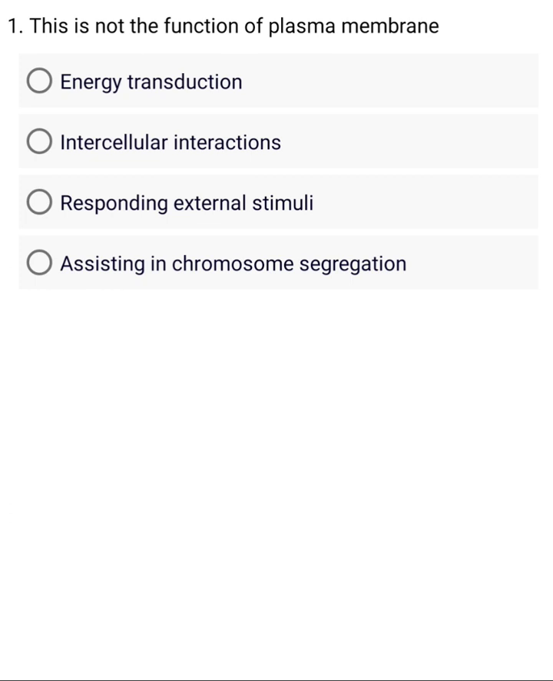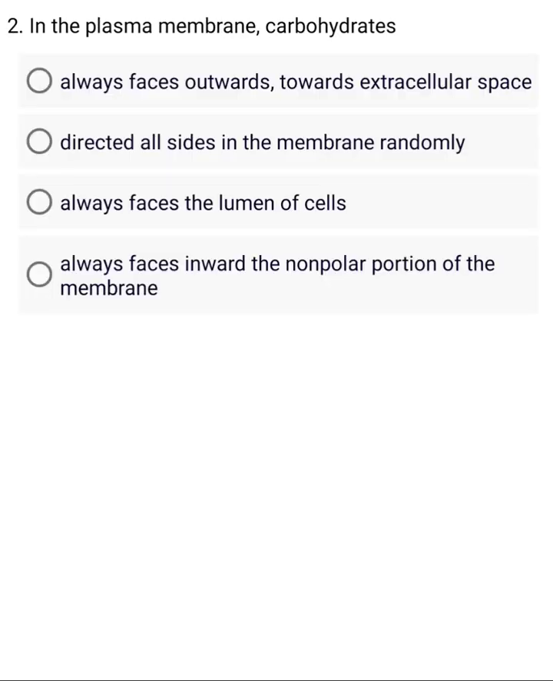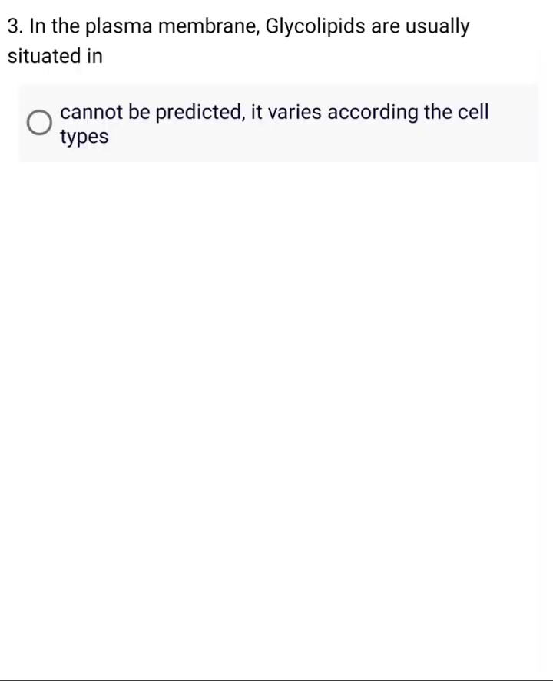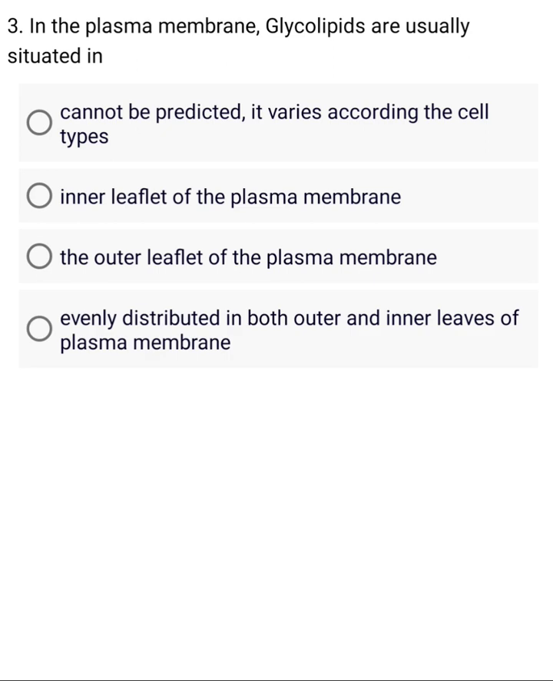This is not the function of plasma membrane. A. Energy transduction. B. Intercellular interactions. C. Responding to external stimuli. D. Assisting in chromosome segregation. Right. In the plasma membrane, carbohydrates A. Always face outwards, towards extracellular space. Right. In the plasma membrane, glycolipids are usually situated in A.